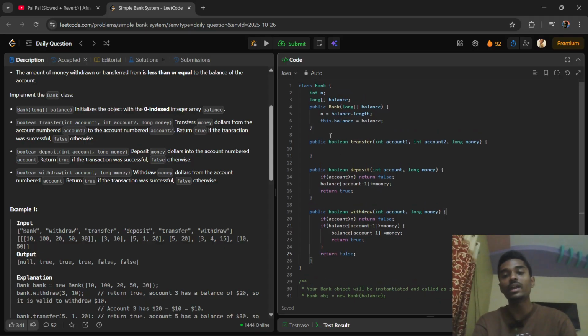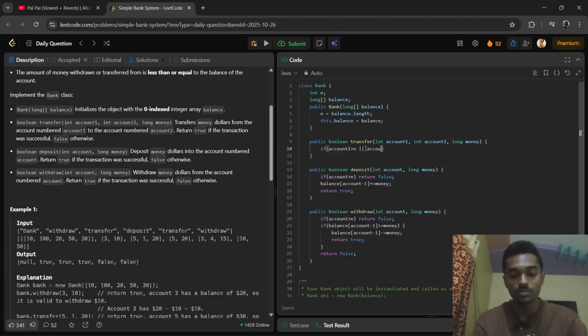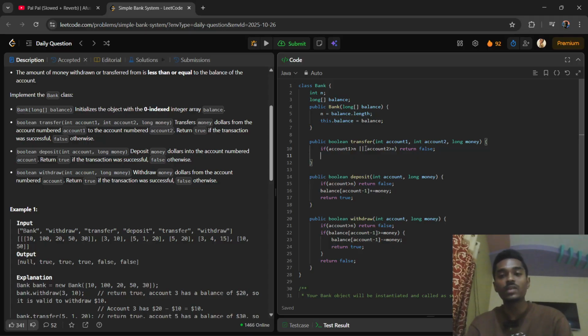After that the last function is transfer. This is the example: from account 5 to account 1 we have to transfer 20 rupees. First we have to check whether both accounts are valid or not. If account 1 is greater than n, or account 2 is greater than n, we simply return false. Otherwise we can proceed.